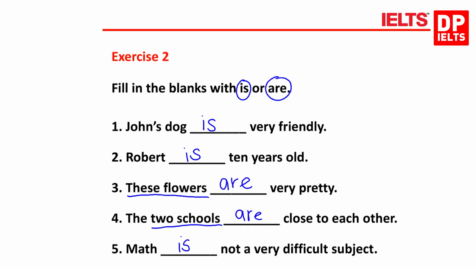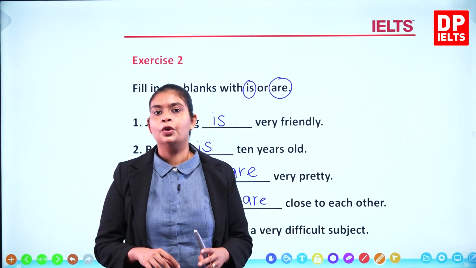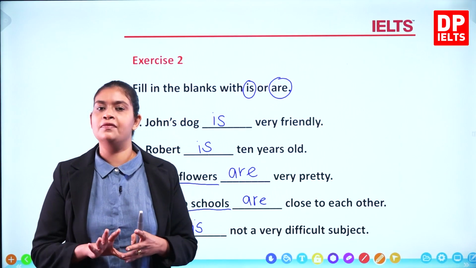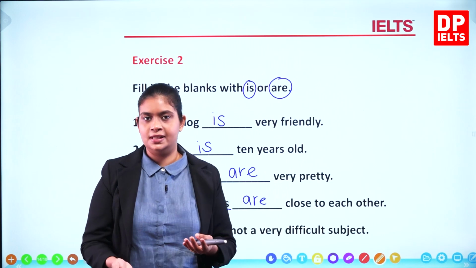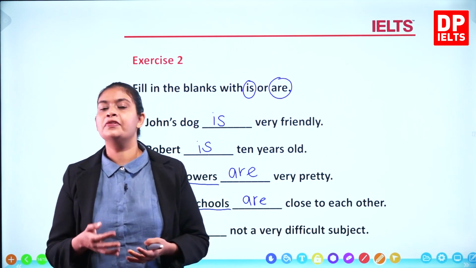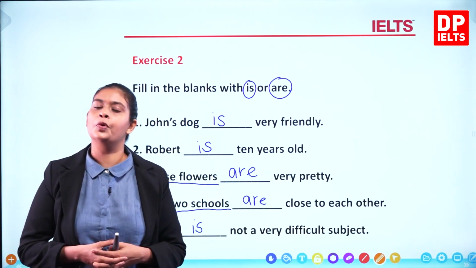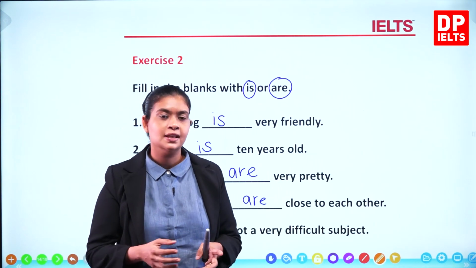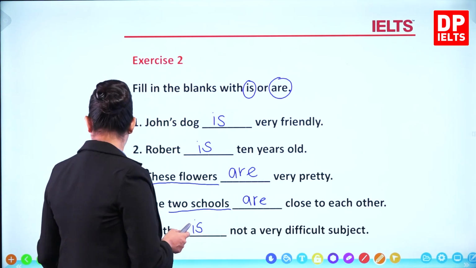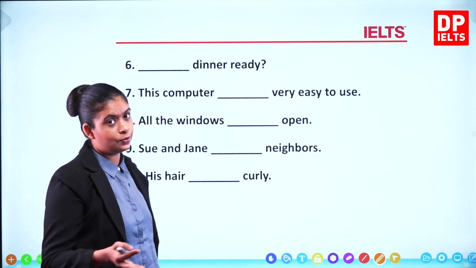So what you have to remember is when you are writing sentences in the present tense, right? You have to select the proper be verb. If it is I, obviously it's am always. If it is a singular noun or pronoun, we have to use is. If it is a plural noun or pronoun, we have to use are.